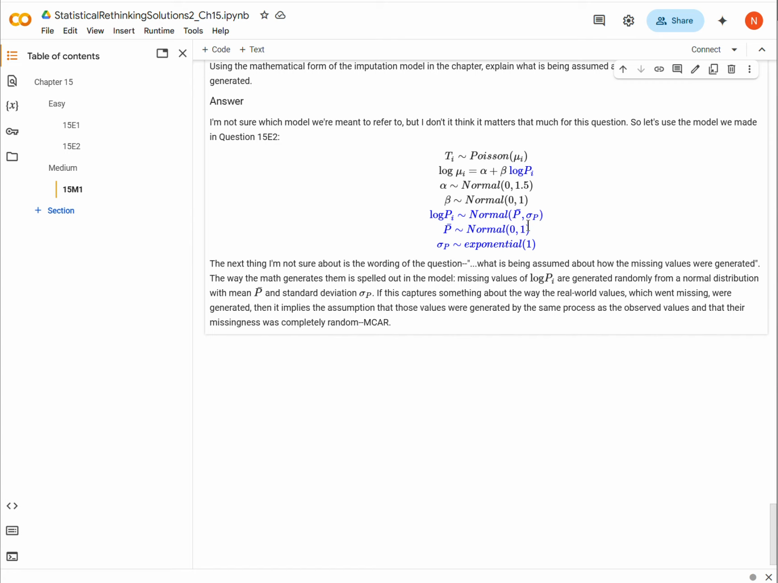In other words, there's nothing special about the missing values. They went missing at random, completely at random. In fact, we have a missing data mechanism for this, which is called MCAR, missing completely at random. So I think that what this model implies about the real world values that happen to be missing is, one, that they are drawn from the same distribution as the observed values, and two, that their missingness happened completely at random.